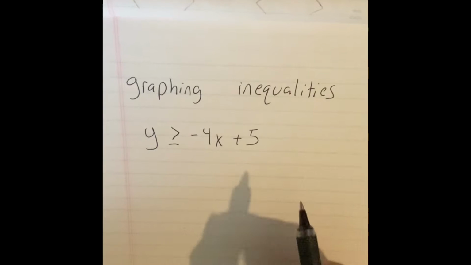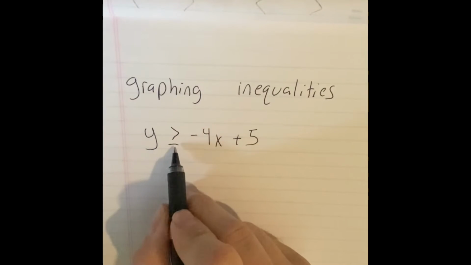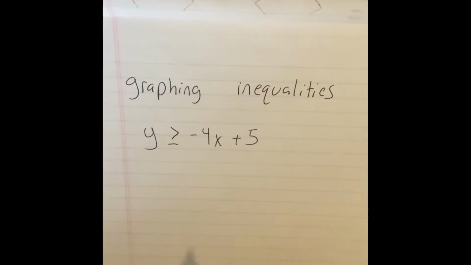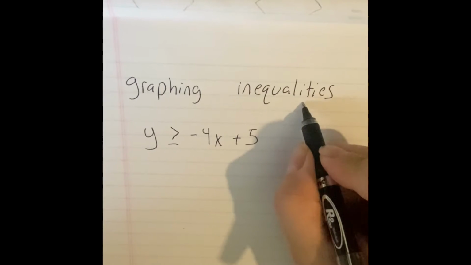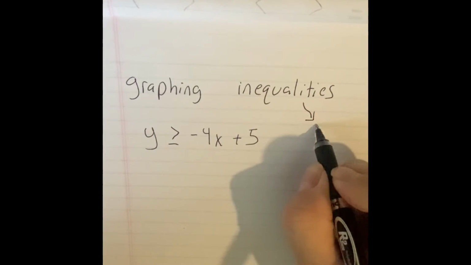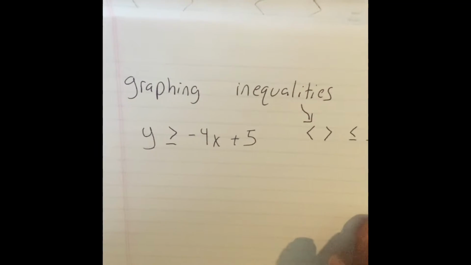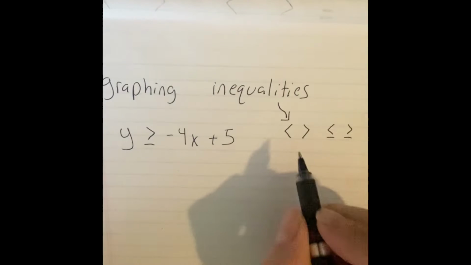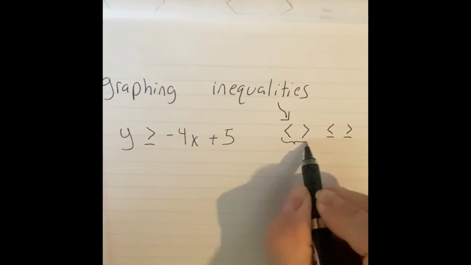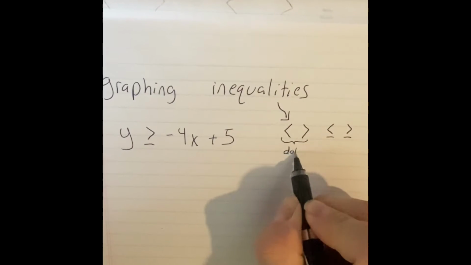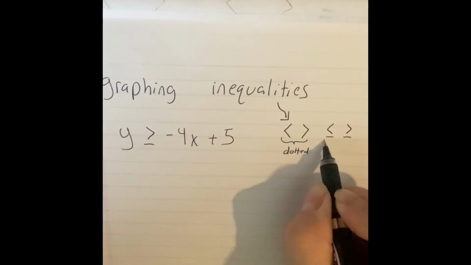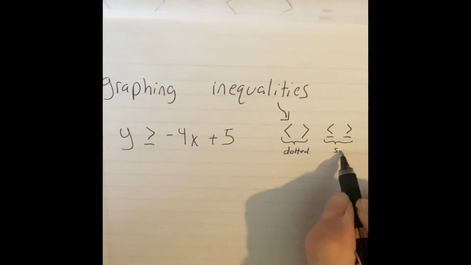So here's another example. We've got y is greater than or equal to negative 4x plus 5. Quick review. Inequality is when you have less than signs, greater than signs, less than or equal, greater than or equal signs. So anything with less thans and greater thans is called an inequality. Remember, if you have these, it's going to be a dotted line when we graph it. If you have these, it's going to be a solid line when we graph it.